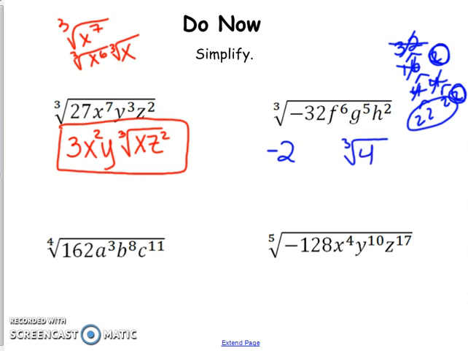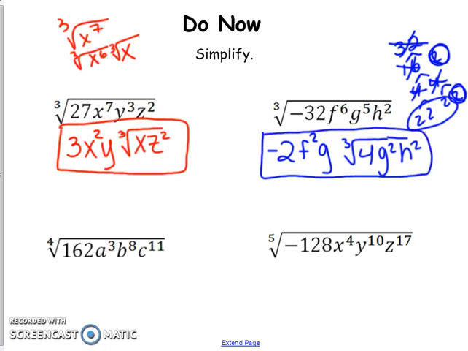Now the f is to the 6, which is a multiple of 3. So 6 divided by 3 is going to give me f squared. G to the 5th, I can't divide 5 by 3 evenly, so I bring it down to g to the 3rd. So 3 divided by 3 is 1g, and I have 2 left over. And then h squared is just going to stay on the inside since it's less than the index.